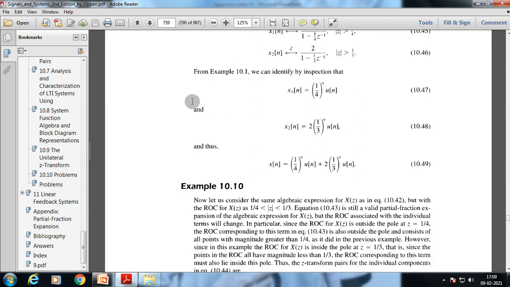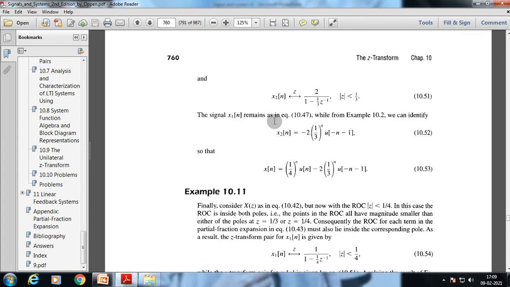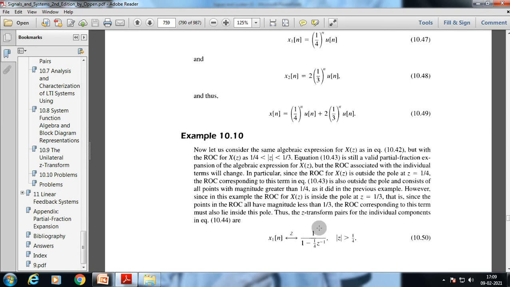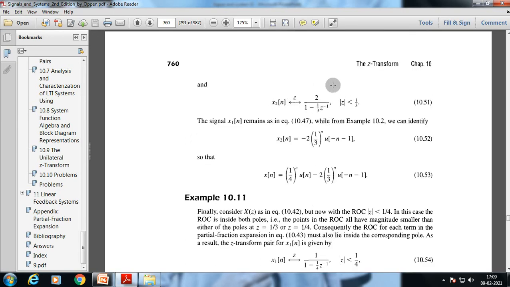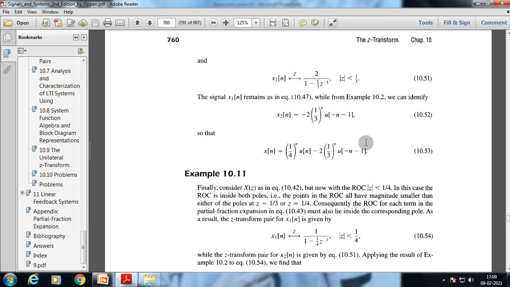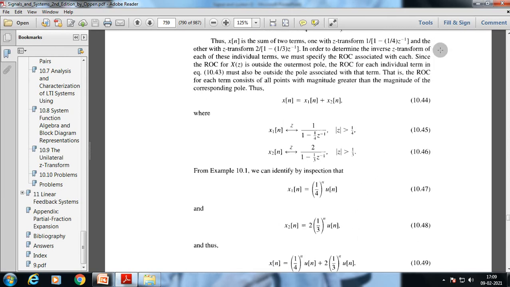So let's go through another example. Suppose this is the example: this is x1[n], whose z-transform is 1 over 1 minus (1/4) z^-1. It is easily understandable: the signal remains the same and we can easily identify the value. So let's go through another example, now consider x[n] from equations 10.41 and 10.42, in this example.